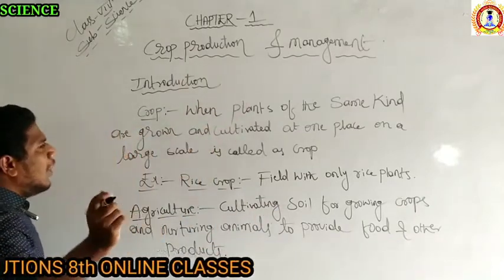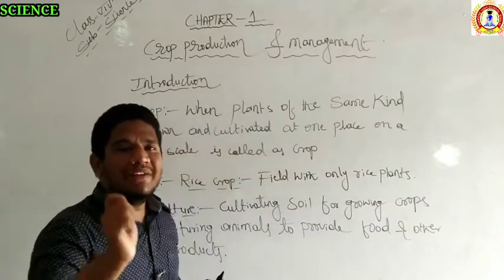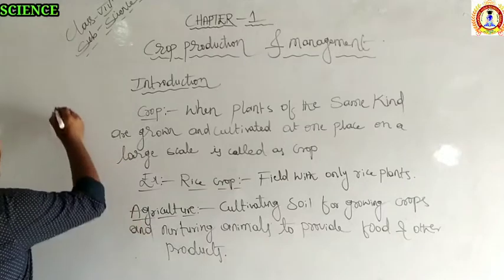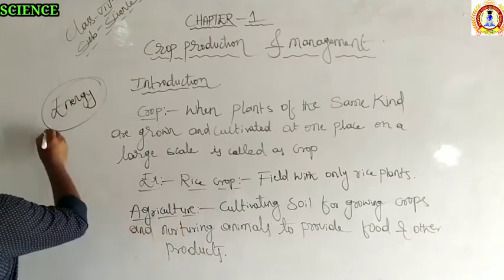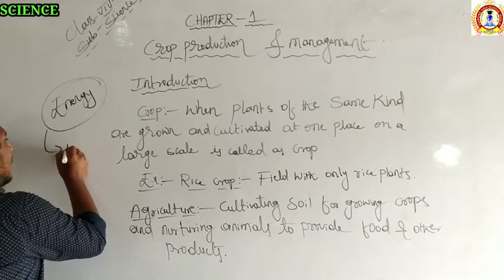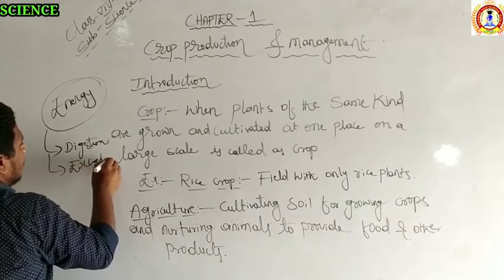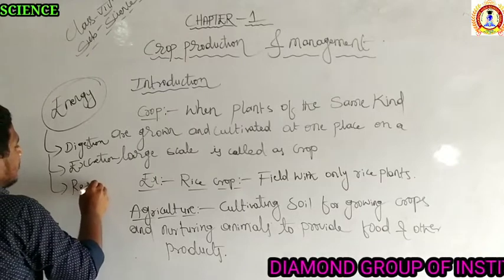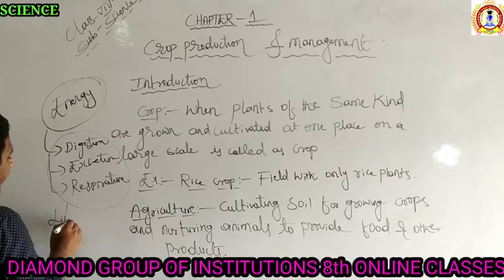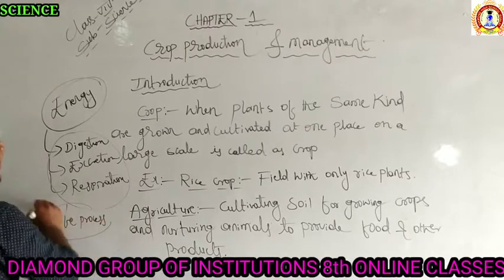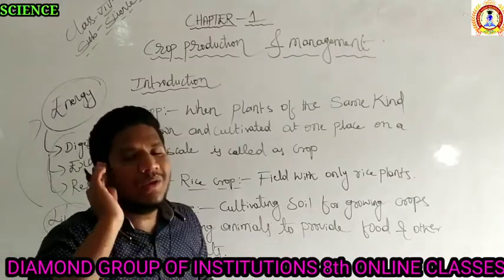We all know that we are living creatures. Human beings, animals and plants are all living creatures. Living creatures require energy. Why do we require energy? We require energy for various activities of our day-to-day life, like digestion, excretion, respiration. So our life processes require energy. There is a need for energy. Without energy we cannot live. All living creatures cannot live without energy.